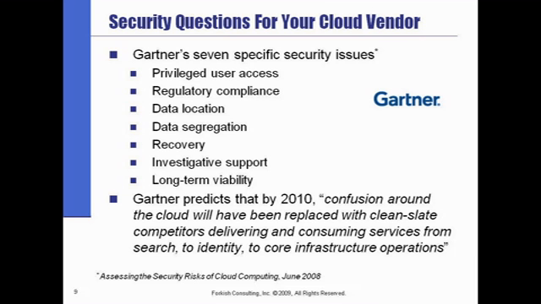So it's a good list. I think it's a good framework for evaluating cloud providers. This was written last summer, but Gartner predicted that by next year, confusion around the cloud will have been replaced with clean slate competitors delivering and consuming services from search to identity to core infrastructure operations. And what that means to me is you should have the ability, as these terms and capabilities get normalized, to take an RFP approach now to cloud providers and end up with a capabilities matrix for evaluating cloud provider security capabilities versus your own requirements.